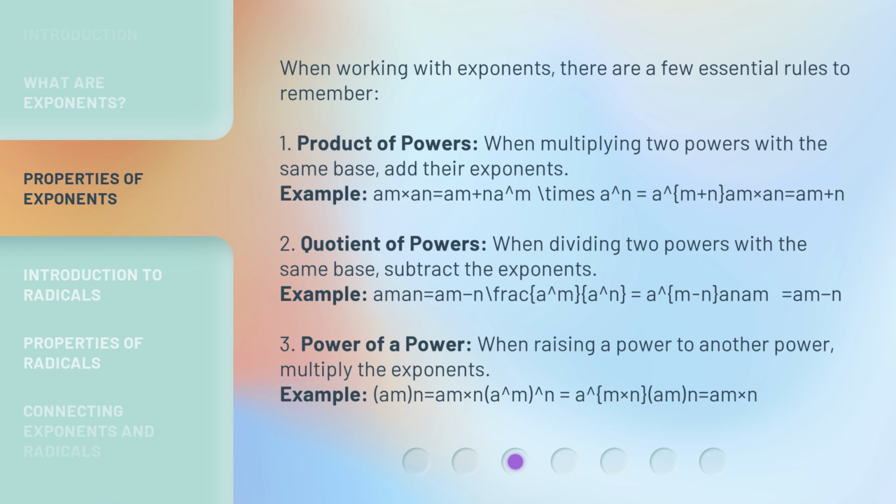3. Power of a power. When raising a power to another power, multiply the exponents. Example: (a^m)^n = a^(m×n).